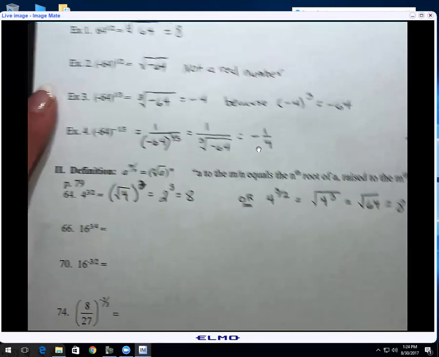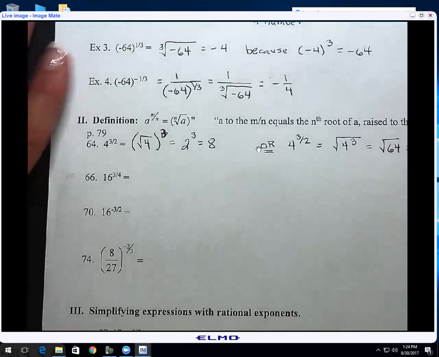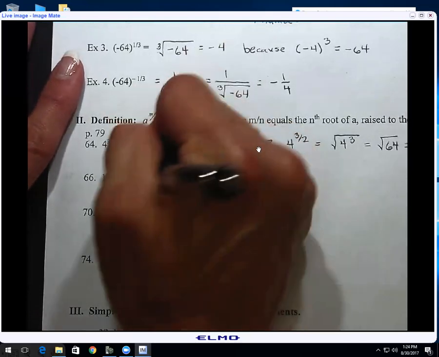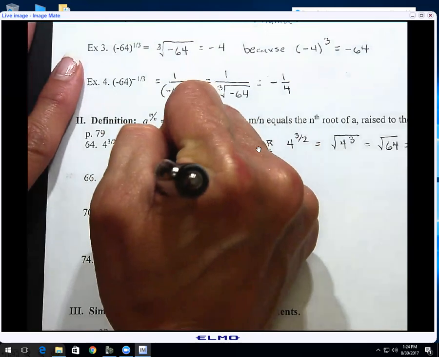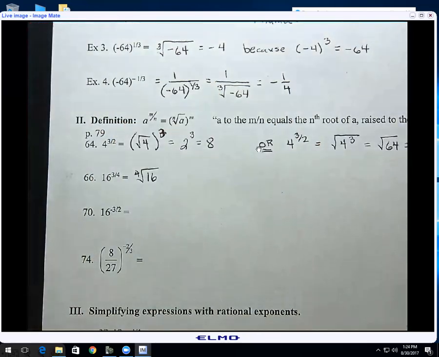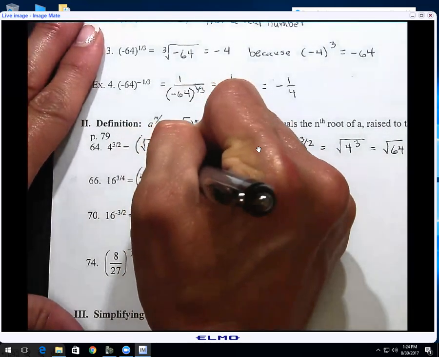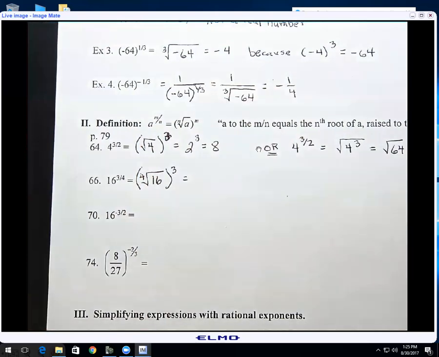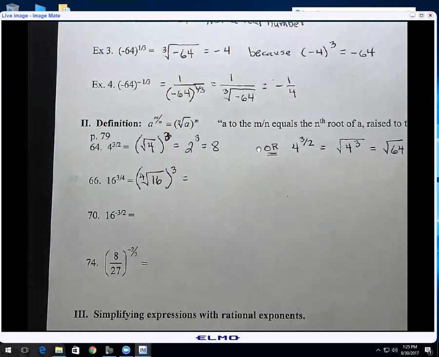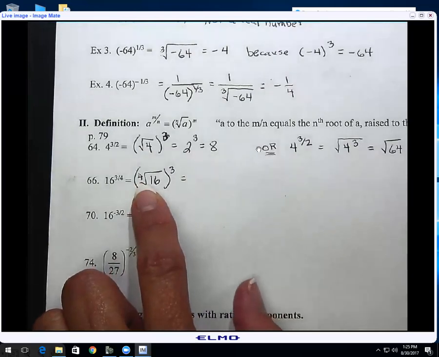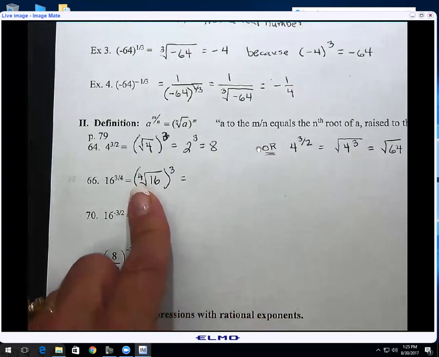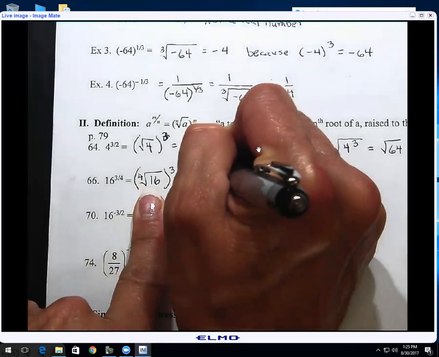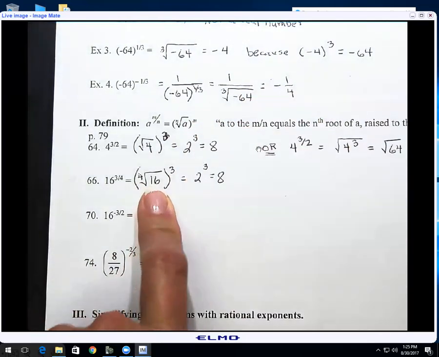So 16 to the 3/4, what root does that indicate? 4th root of 16. Do you want to cube the 16 before you take the 4th root or after you take the 4th root? I can't cube 16 in my head. So I'd rather take the 4th root of 16 and then cube it. I can think of a little bitty number you multiply times itself 4 times that would give you 16. It's got to be pretty small. It's 2. And then I cube it, and that happens to be 8 as well.